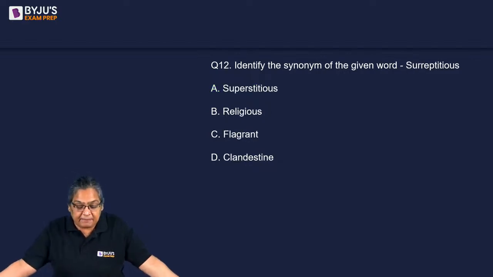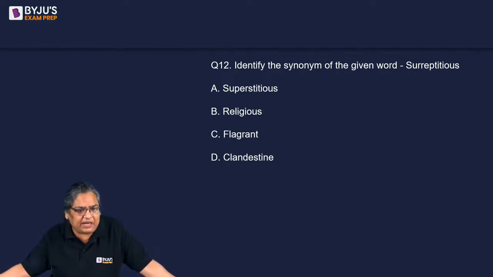Next, synonym of surreptitious. What do you think is the meaning of the word surreptitious? Superstitious, religious, flagrant, or clandestine? A surreptitious visit to somebody's house. You do something surreptitiously. What does that mean? In an exam, not so much for looking at somebody's answer, but you just want to see how many people are writing the exam. You glance in such a way that the invigilator doesn't say, "Why are you looking at him?" You glance at that person surreptitiously, so that nobody else notices it. So kind of secretly. Surreptitious means secret.